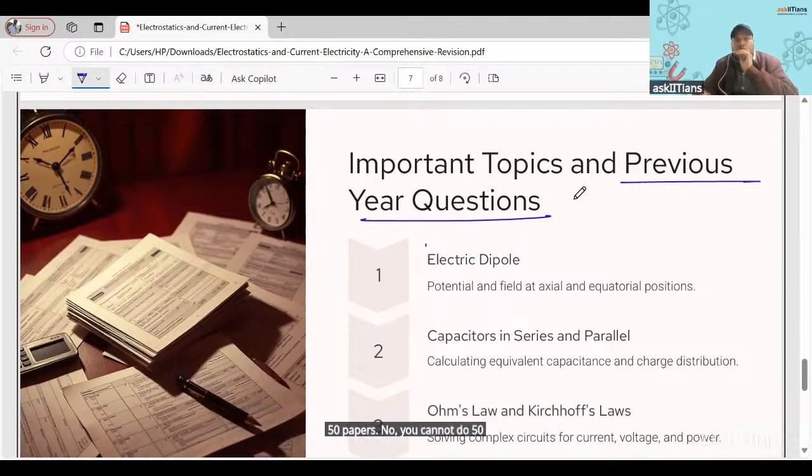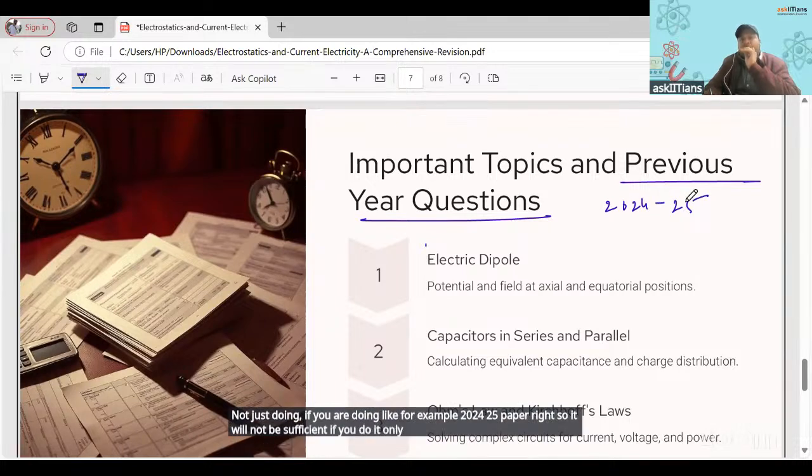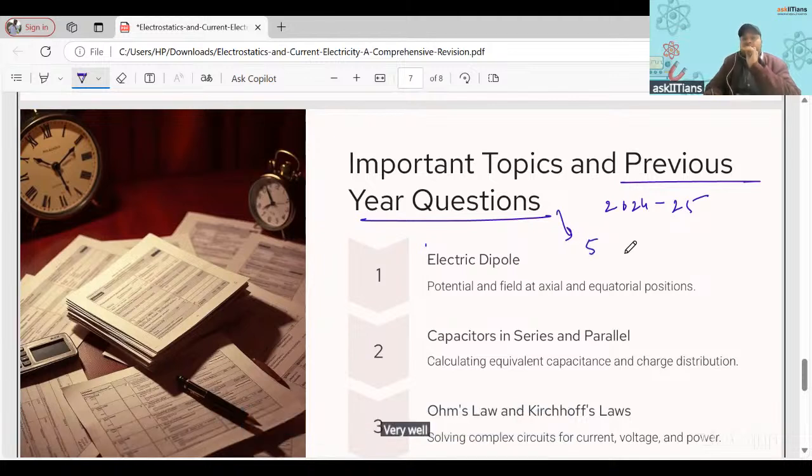You have to revise also, not just do. If you are doing, for example, the 2024-25 paper, it will not be sufficient if you do it only one time. You'll have to revise it again, right? So I'll advise you that at least do very well 5 previous year papers. 5 previous year papers you must do.